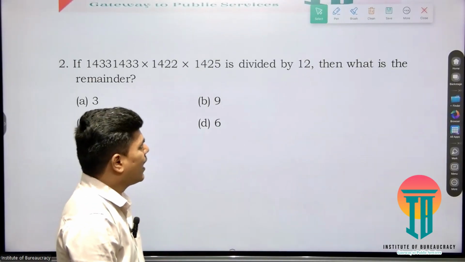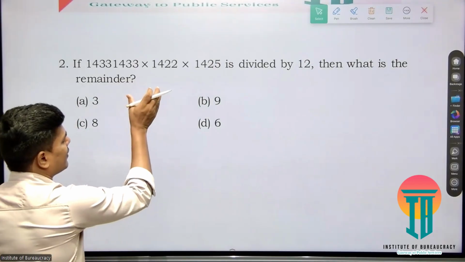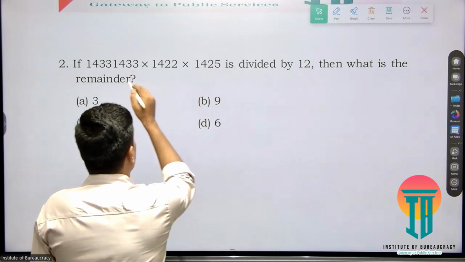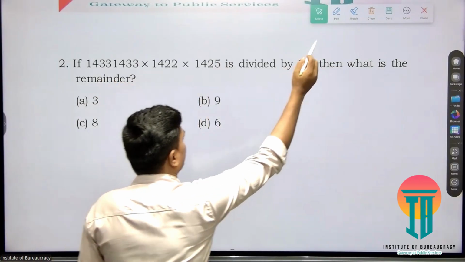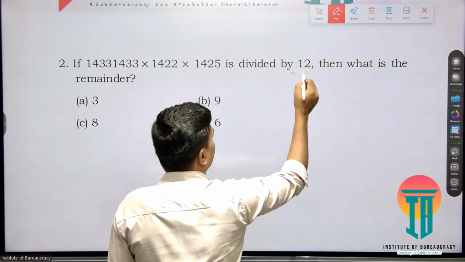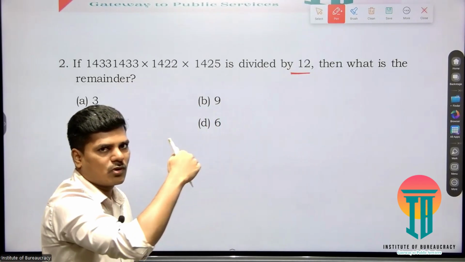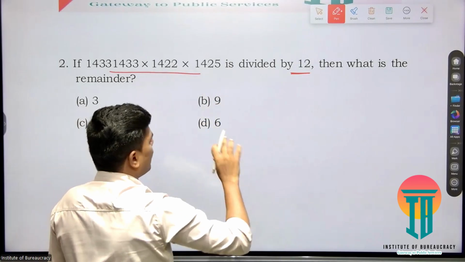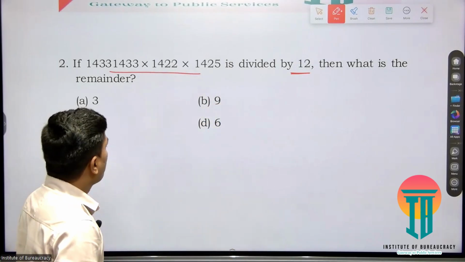Let's discuss the answer for this problem. This sum is similar to the previous problem. The only thing is the numbers are the same, and only the divisor is changed. In the previous problem, 10 was the divisor. Here, 12 is the divisor. Then same question: what is the remainder? That's what we wanted to find.